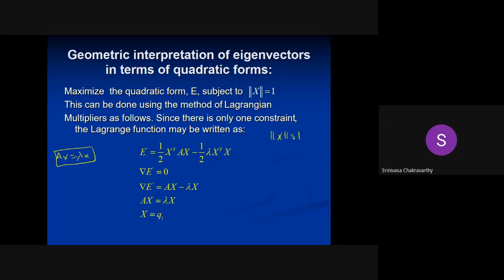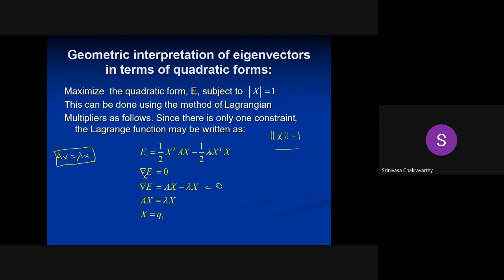Don't ask what that means, but if you do that, you get del of E equal to 0 with respect to x. So that gives you Ax minus lambda x equal to 0. All right, and in any case, mod x is given to be 1.